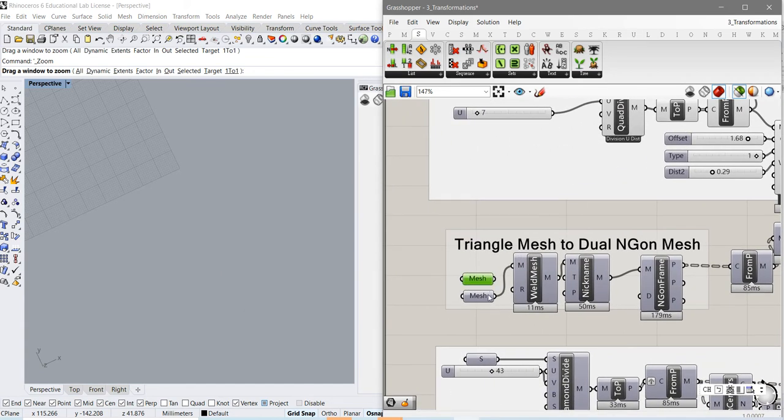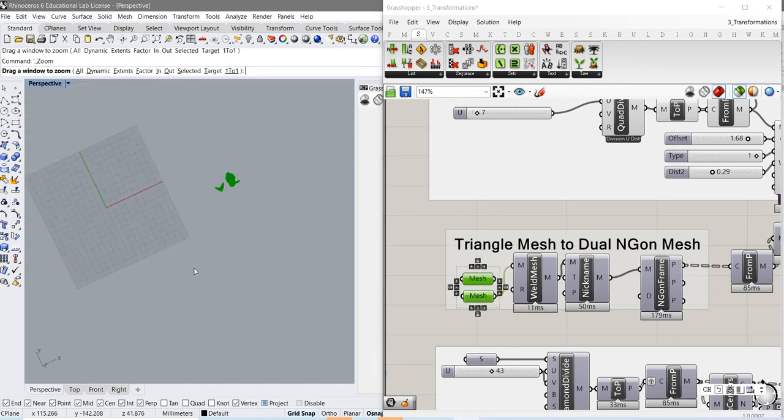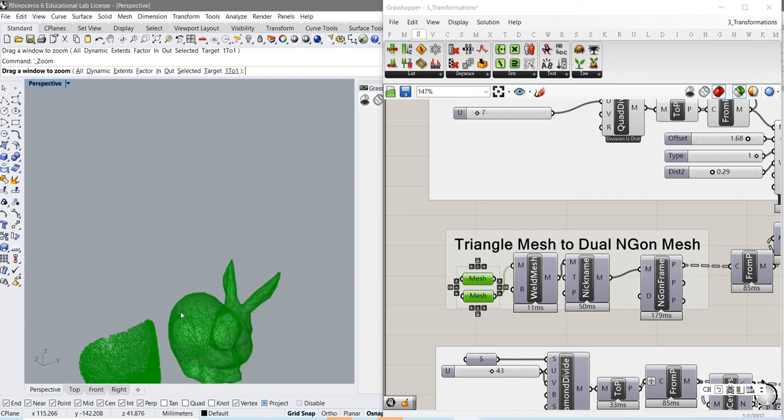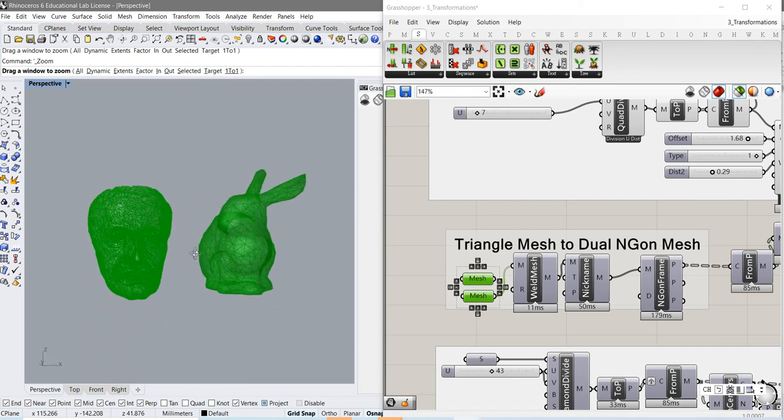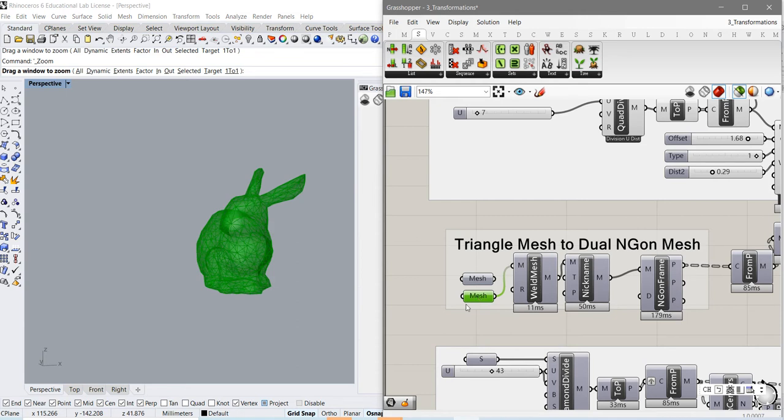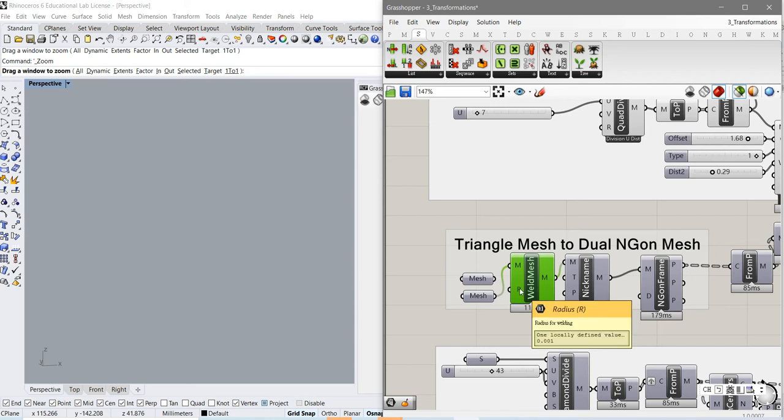Triangle mesh, where are they? Oh, now we have the face and the rabbit. Okay, we just try with the rabbit. You weld the mesh. So now for this one you have 502 and 1000. You don't change anything. The radius 0.1. Okay, you find the dual.